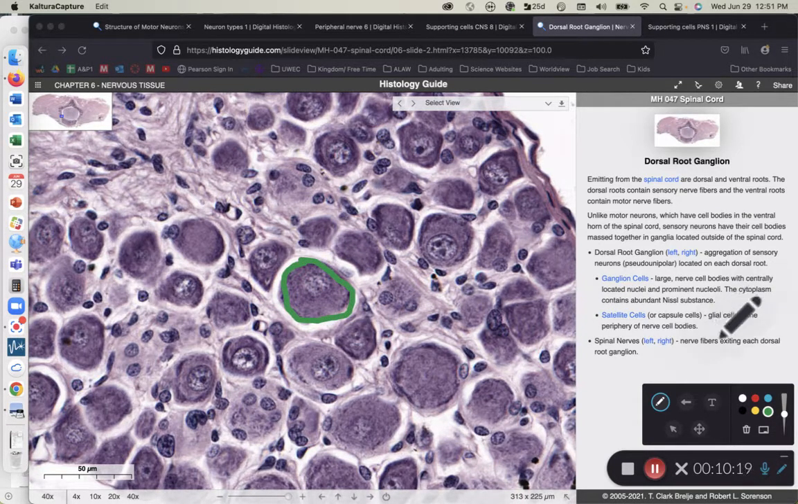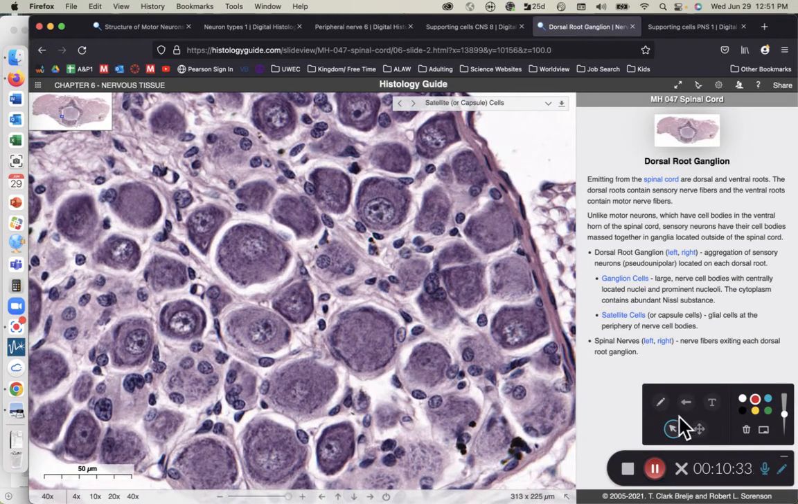There's that cell body of the neuron circled in green. And then around the perimeter of the cell body of that neuron, we have satellite cells. And those satellite cells, let me go ahead and clear the screen. Those satellite cells are going to be these small cells. So right there's a nucleus, there's a nucleus, right here's a nucleus, there's a nucleus. These are the cells that wrap around the outer perimeter, around that neurosoma.